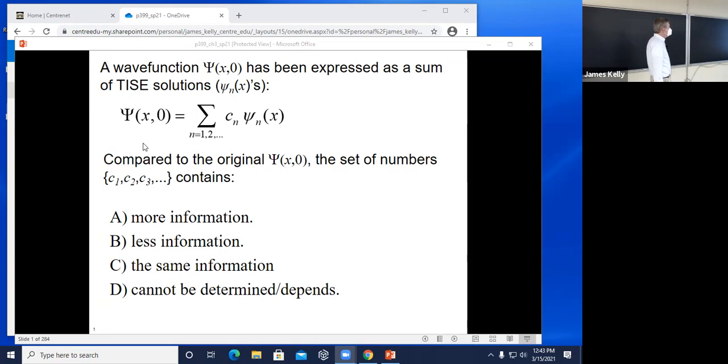And how do we compare the information contained in psi of x0 compared to the information contained in the coefficients, if we know all the coefficients, versus knowing psi of x0? Just give me a quick show of hands, because I think we did do this one before. Yeah, you can vote with numbers for A, B, C, D, 1, 2, 3, 4 if you want. That'll make it clear.